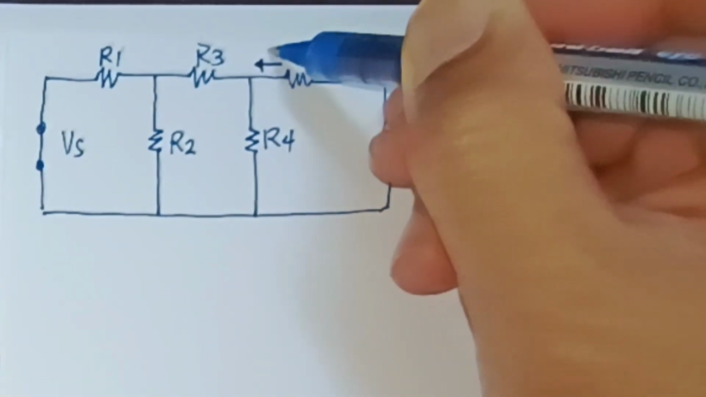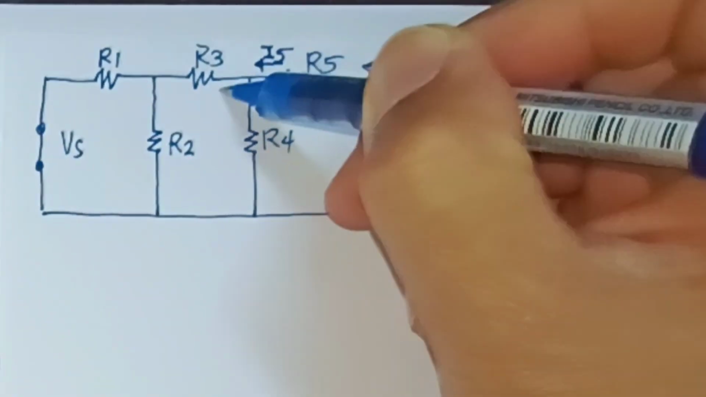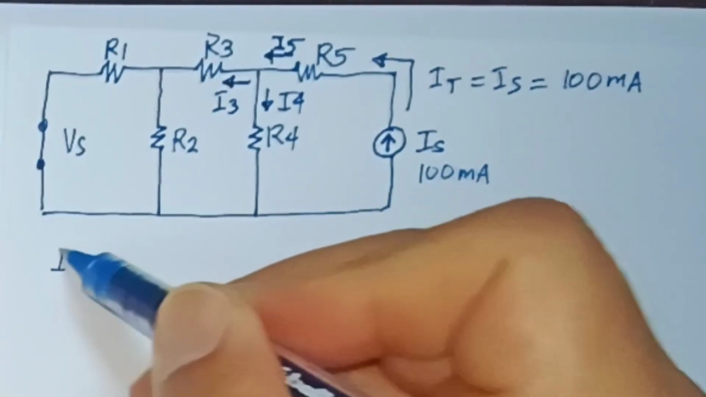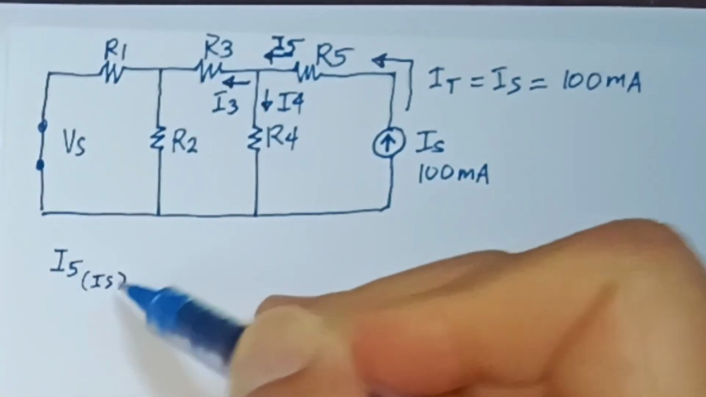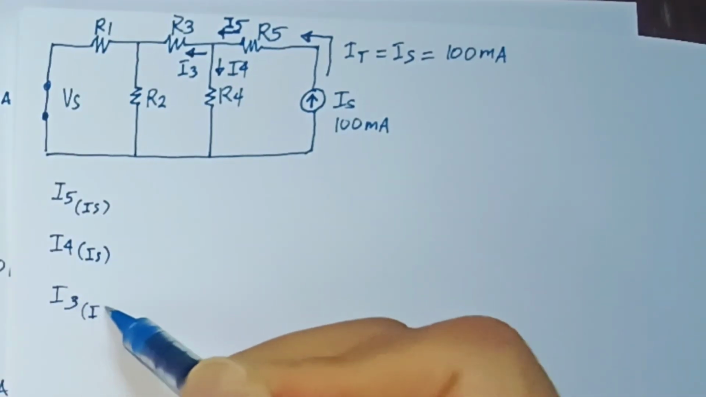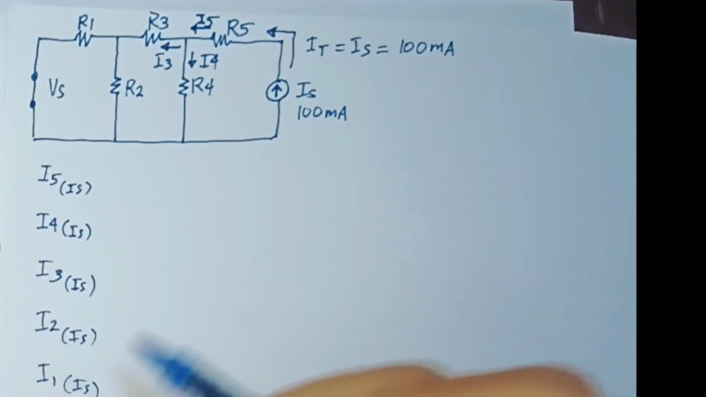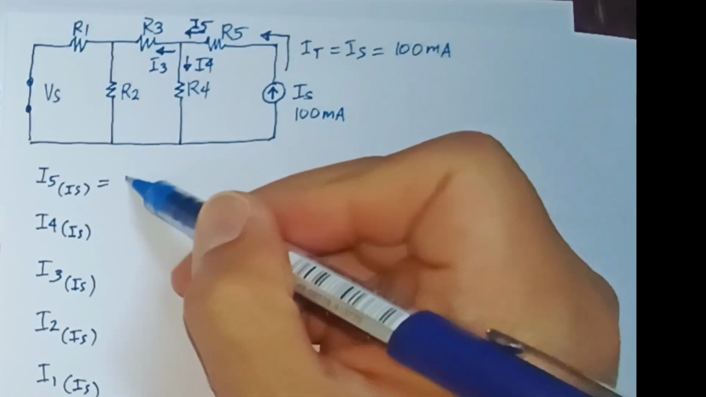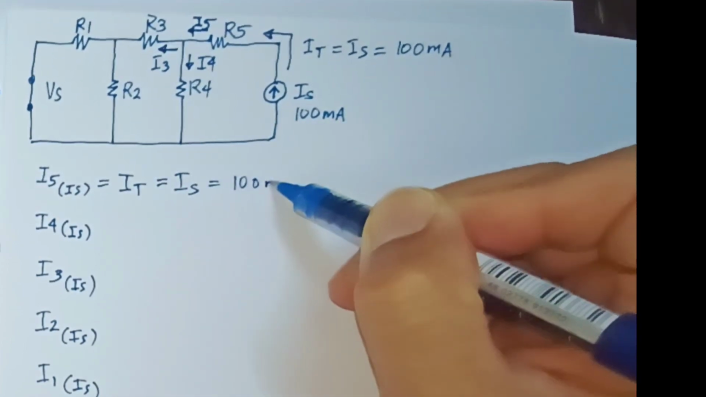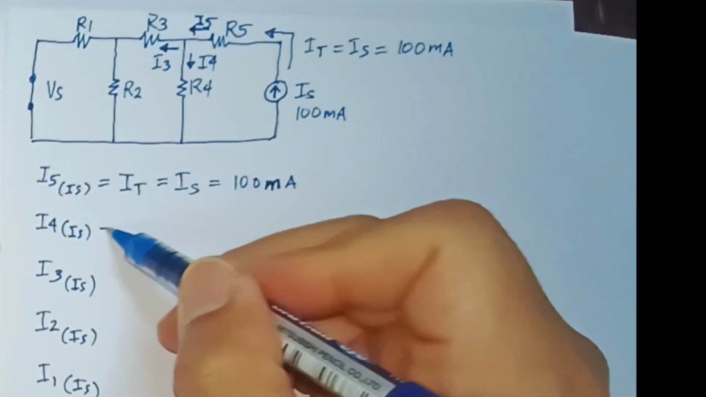And so we don't need to calculate for I total now. Because I5 is in series with the current source, I5 will also be equal to I total. Let's draw the I4 and the I3 here, going downward and to the left. We don't need to calculate I5 actually, because it's already equal to IT. Now let's write all of the currents with respect to Is, and as I have said, I5 equals IT equals Is, and that's 100 milliamperes.